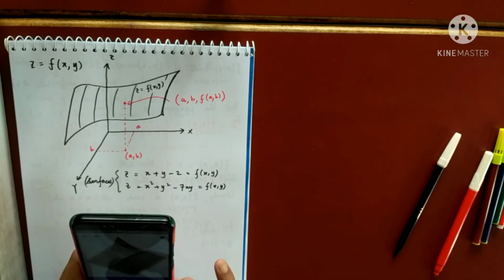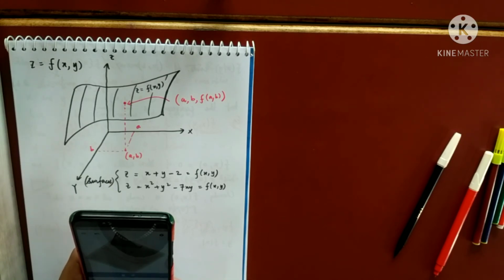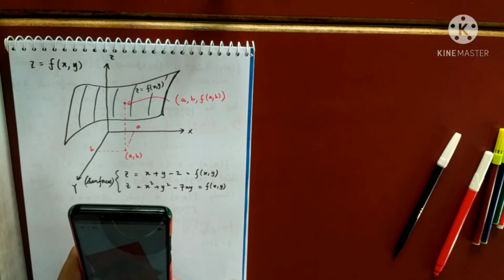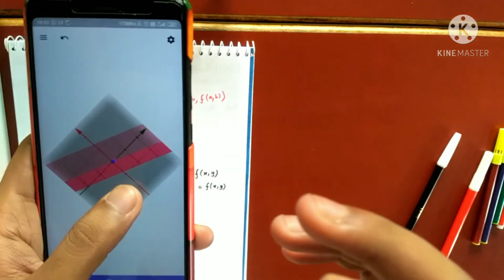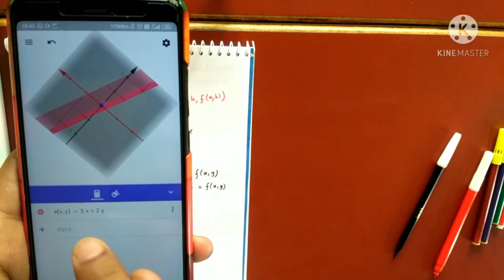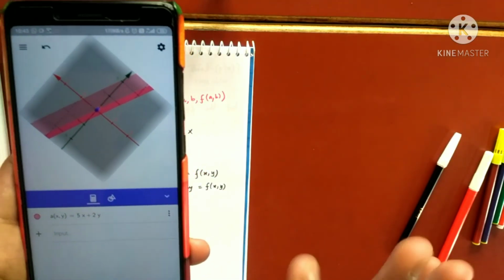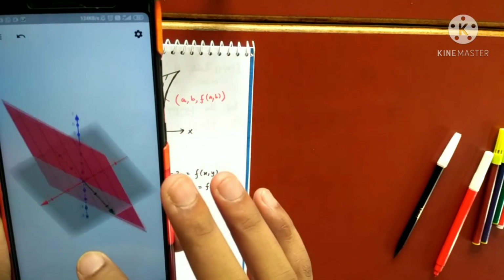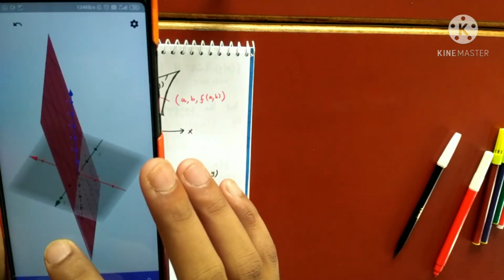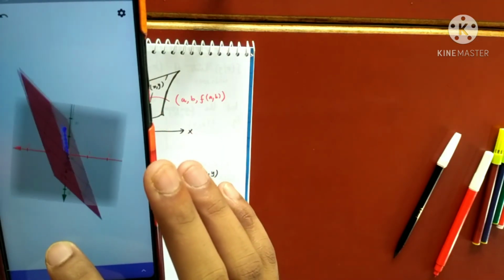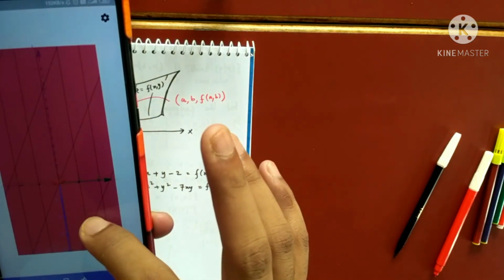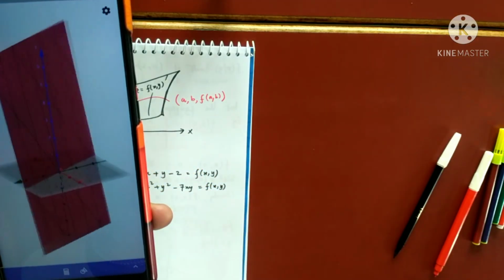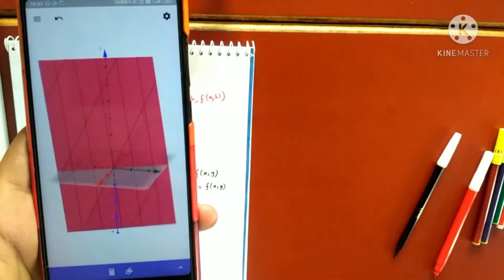Let me take an easy plane, 5x. Yeah. You see, this time when the function is z equals 5x plus 2y, this plane is coming. As you can see, this is a plane passing through the origin. It's just like a plane. Okay, so in general, these are known as surfaces. In general, they are known as surfaces. Nothing else. They are called surfaces.